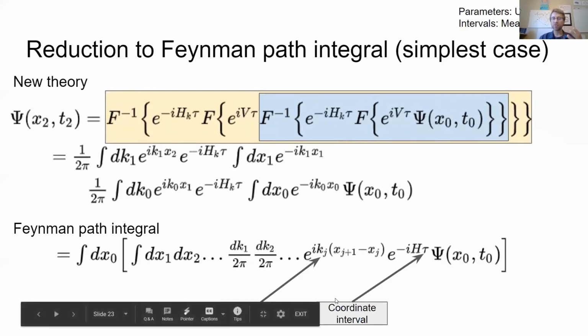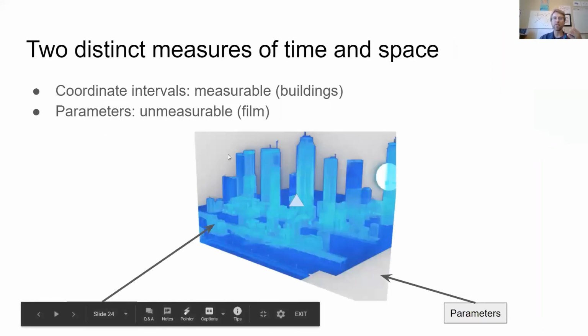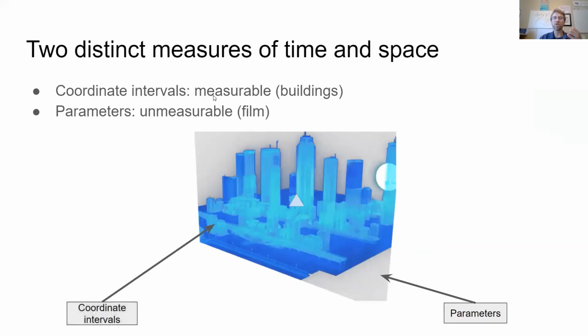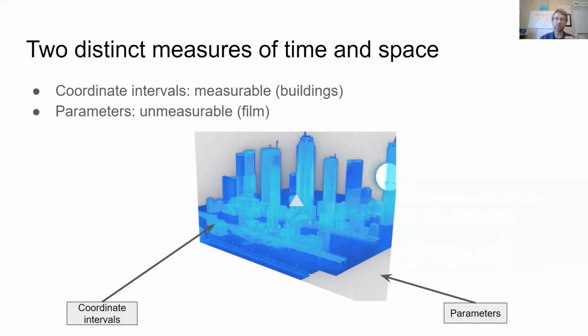This is a very crucial thing that pops out of this. Parameters are these, what we call unmeasurable things, and coordinate intervals are measurable. It turns out there are 2 distinct measures of time and space in this theory, just like a hologram. Now, you look at a hologram and you see the image of the city, but you don't really notice that there's a background. There's a film there. So the parameters describe the film itself, the waveforms on the film. But the buildings are described by what you can measure, the coordinate intervals.